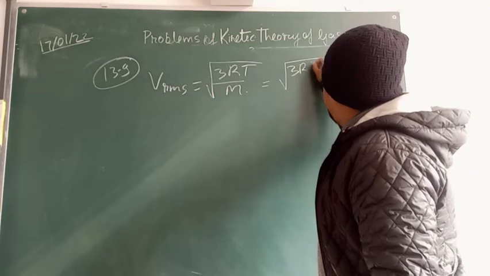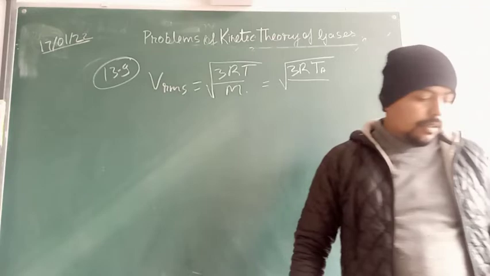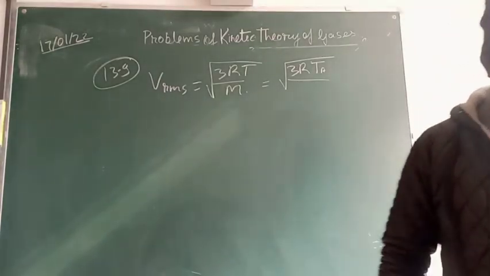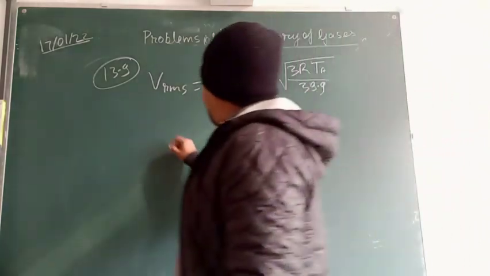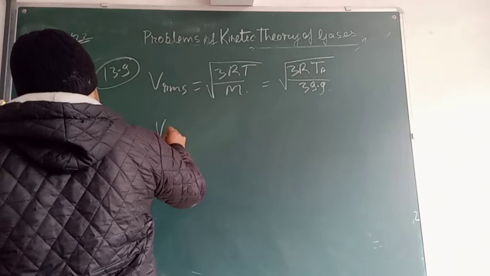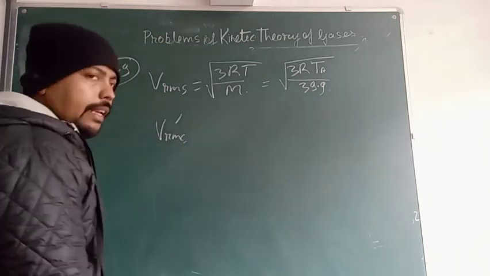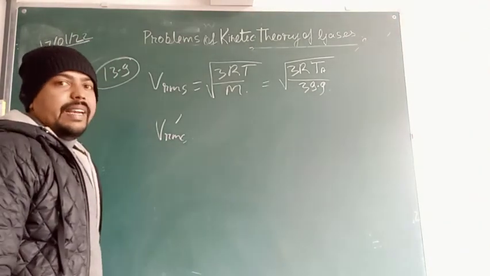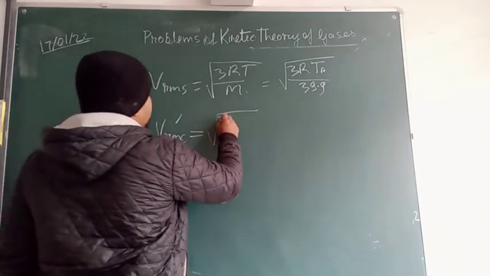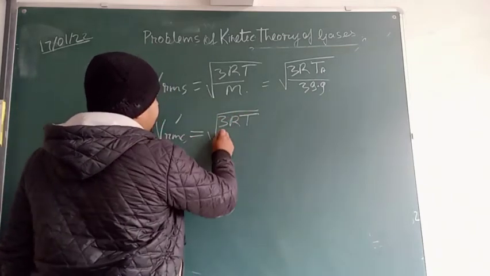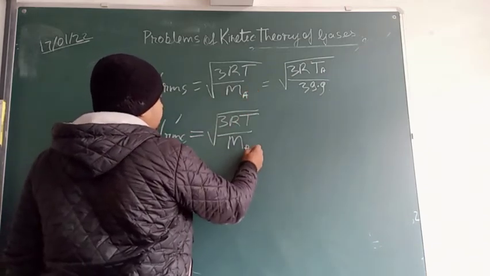So let us say that the temperature is TA, that is for argon, and the molecular weight for argon is given as 39.9. And for another molecule, that is helium, let VRMS be V dash. For helium, denote it by V dash, the root mean square speed. This will have the same format as the expression of VRMS, so here it is for argon, and here it will be for helium.